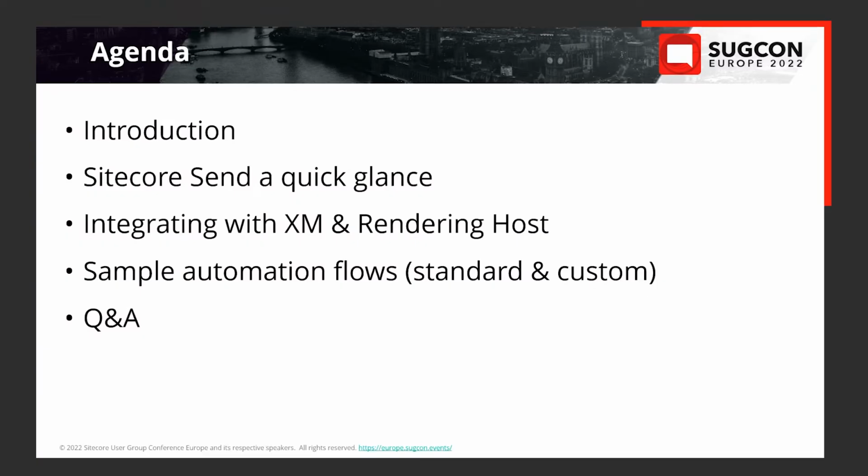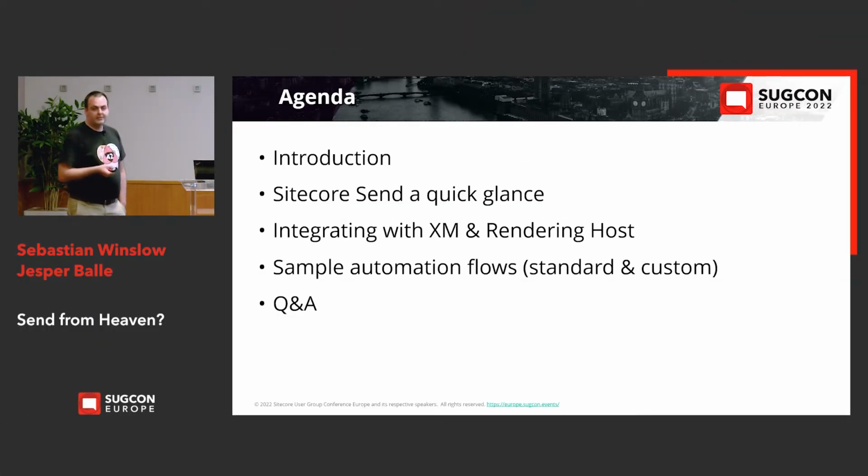What I hope to get through is a little introduction, then it's Send at a glimpse, looking through what are the main capabilities of Sitecore Send. How do you integrate it with XM, and in this case rendering host? Of course you can do it with other constellations as well. And then show some sample automation flows that I have created. I will show 3, actually 2 that I have created and 1 that I didn't succeed creating with Sitecore Send.